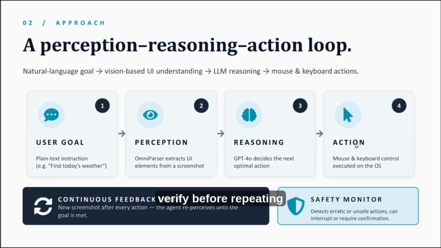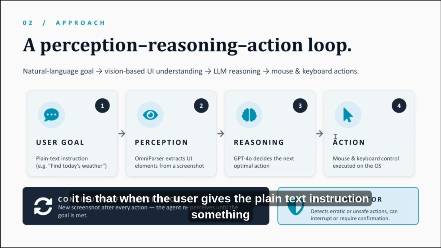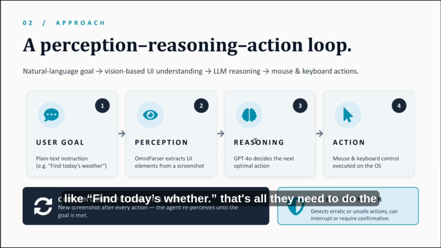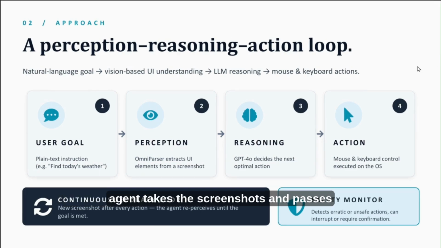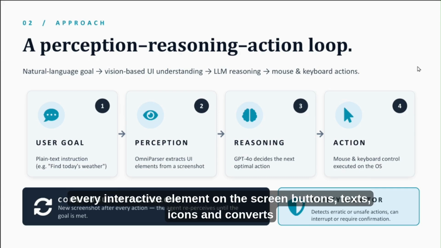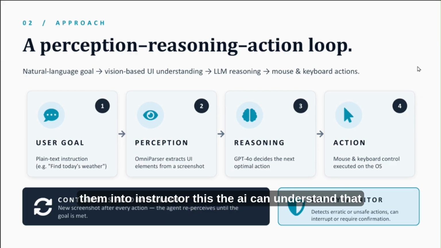Then verify before repeating. When the user gives a plain text instruction, something like find today's weather, that's all they need to do. The agent takes a screenshot and passes it into OmniParser, which identifies every interactive element on the screen, button, text field, icon, and converts them into a structured list the AI can understand.